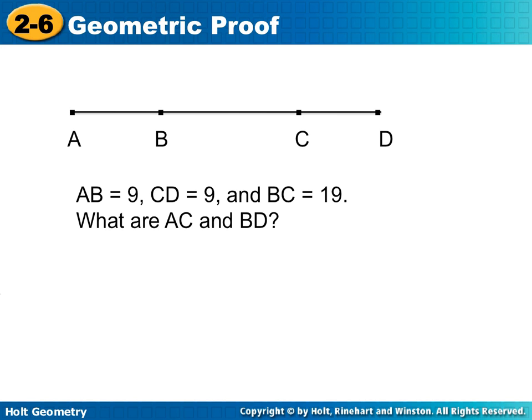How long would AC be? What would BD be? AC is 28 and BD is 28. They ended up being the same. You're adding the same amounts together.